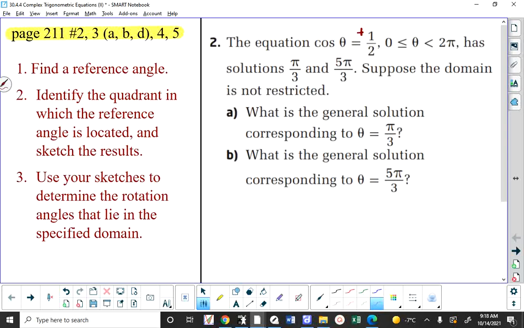Right at the center of my chest is the origin. In quadrant 1, x is positive up here. Quadrant 4, x is positive here. Then once you draw the reference angle in those quadrants, you're going to look at the sketches, and I would recommend drawing them separately. You would look at those sketches and use those sketches to determine the rotation angles.